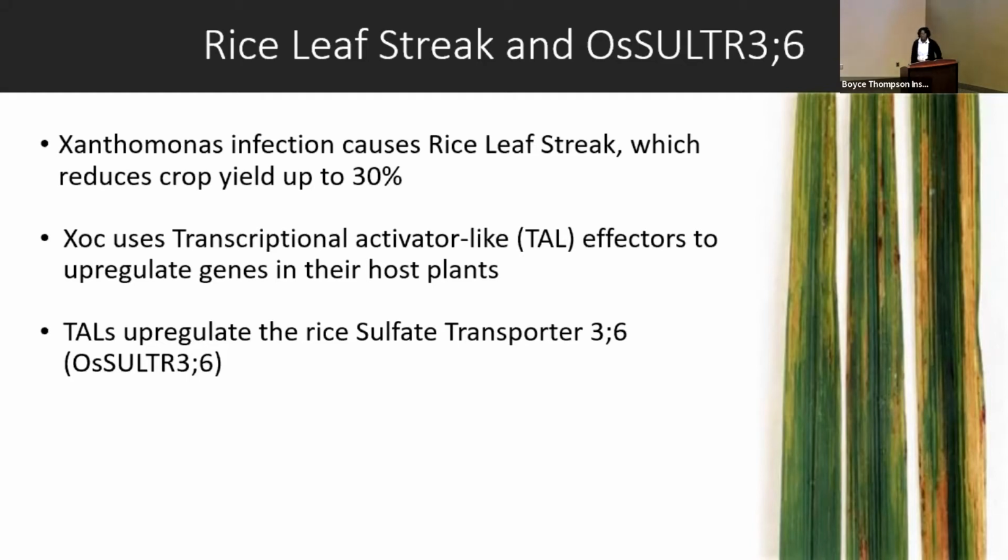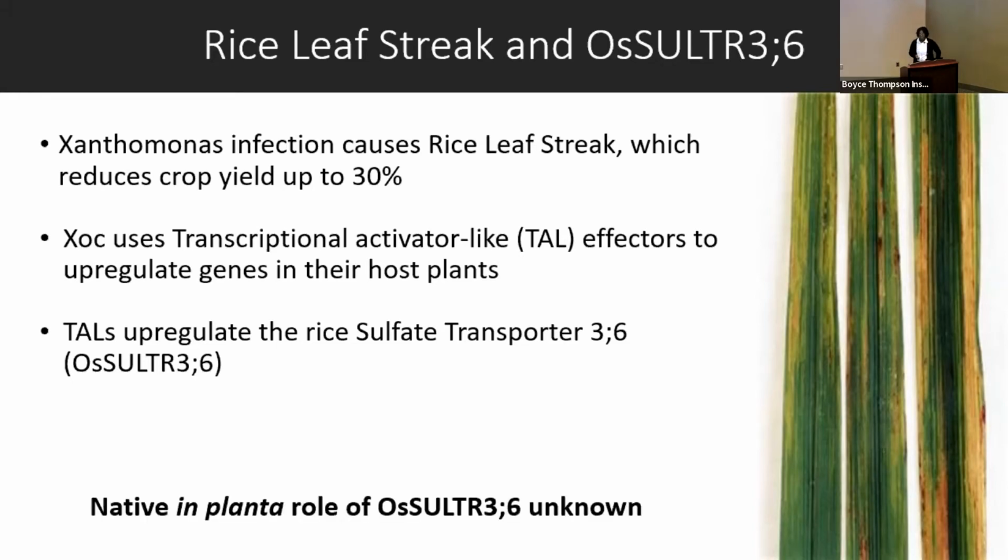Leaf streak is caused by a bacteria called Xanthomonas oryzae, or XOC. XOC is able to use transcription activator-like effectors, or TAL effectors, to upregulate specific genes in their host plants for their own benefit. Our collaborators in the Bogdanov lab at Cornell identified that XOC upregulates a rice gene called sulfate transporter 3;6, or OsSULTR3;6.